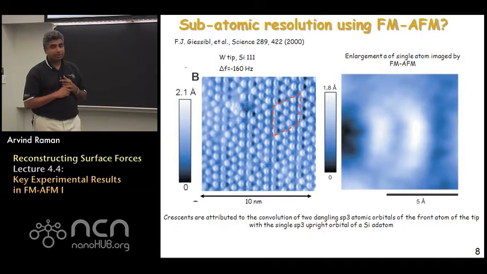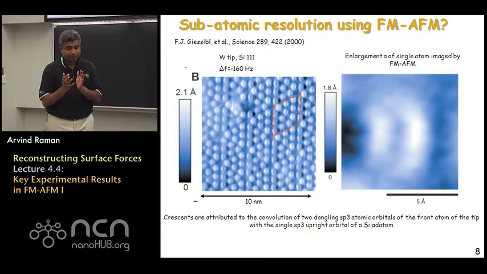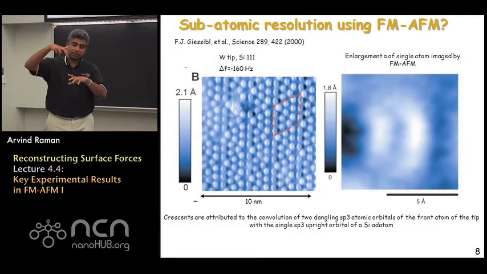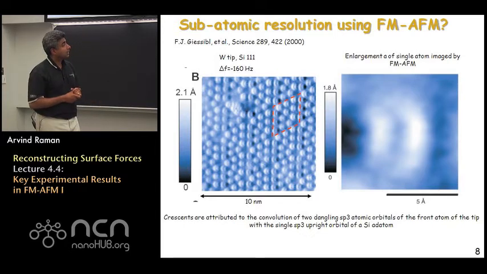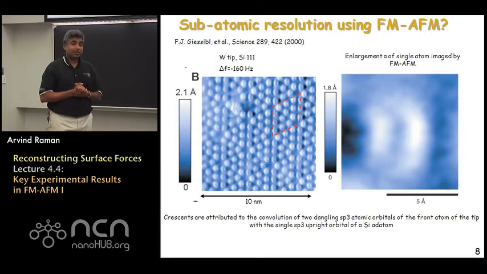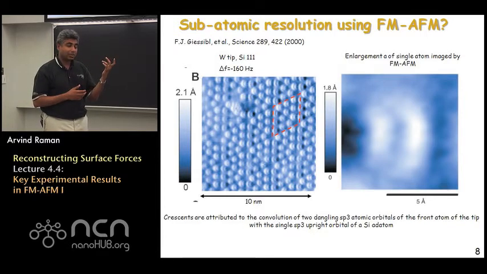In this work, Giessibl attributed this crescent-shaped asymmetry to the fact that tungsten tips actually have two dangling orbitals, which could result in an image with an asymmetry, due to the presence of the asymmetric structure of the interacting orbitals with the orbital on the surface. This, of course, was pretty remarkable because it suggested that one is not just getting atomic resolution, one is getting subatomic resolution. And for the first time, perhaps it may be possible to image the charge density within an atom.